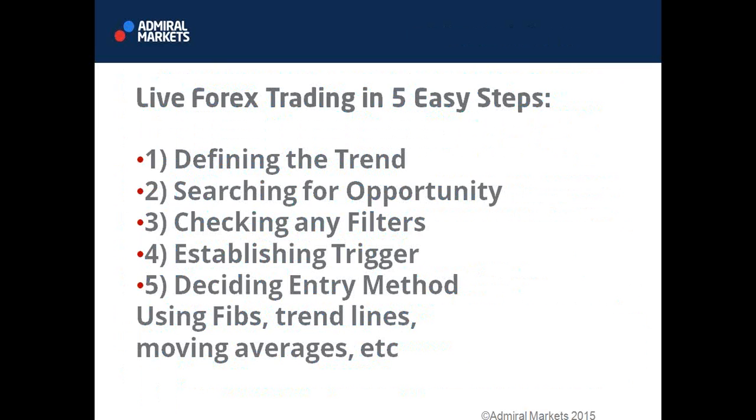So the 5-step module that I use: first of all, trends. Point 2, look for opportunities. Point 3, check if there are any filters. Point 4, what is the area of interest? What is the trigger that makes me want to trade that particular pair, that particular time frame, or is there none at all? And then, if the trigger has been met, how to enter. Could be immediately, but maybe there could be a next step, like a pullback or a continuation break.